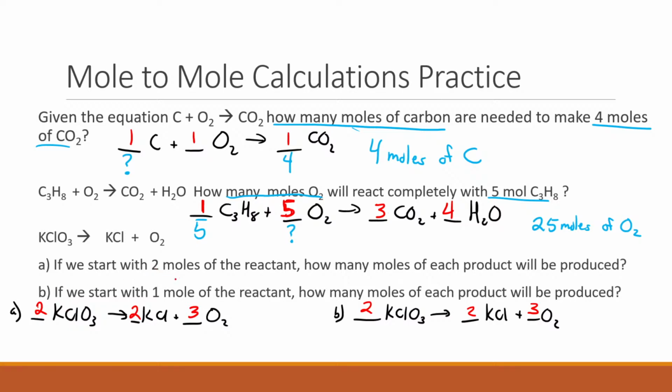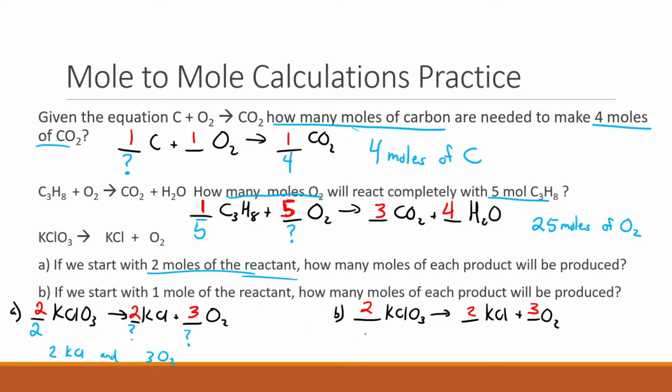For question A, if we start with 2 moles of the reactant, right, that brings in a vocab word, right? Reactant is the thing on the left side of the arrow. So if I start with 2 moles of the reactant, how many moles of each product will I make? Right, product is the thing on the right side of the arrow. 2 over 2 equals 2 over 2 and 3 over 3. So we're going to say 2 KCl and 3 O2.